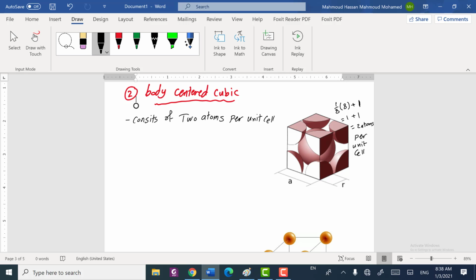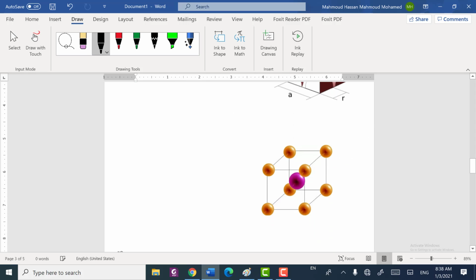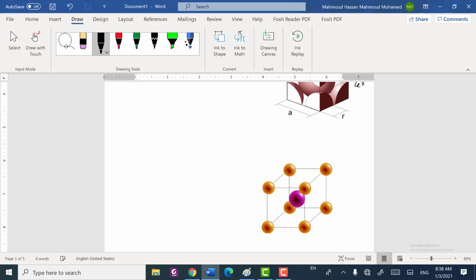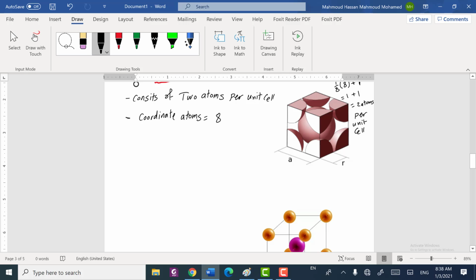Okay, now we are going to talk about the coordination number. Coordinate atoms equal 8. If we look at these crystals, this central atom is surrounded by 8 atoms: 1, 2, 3, 4, 5, 6, 7, 8. So the coordination number equals 8.